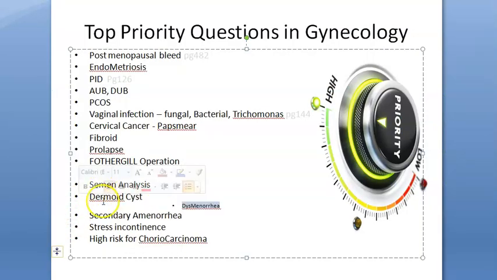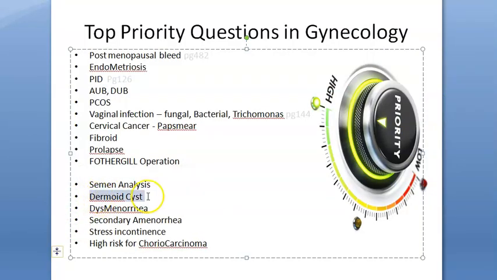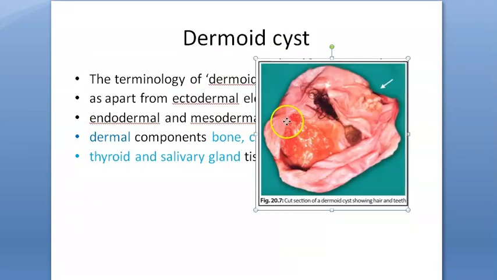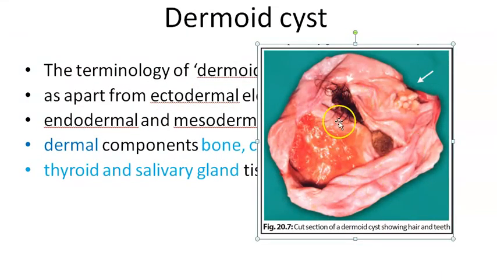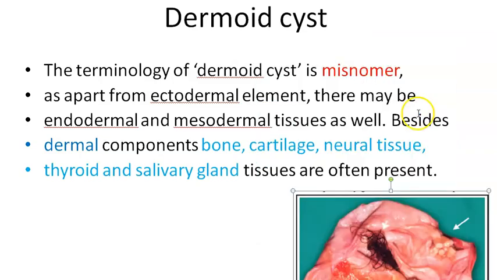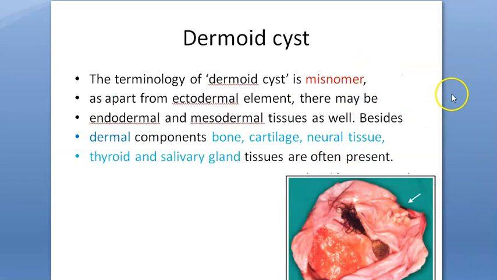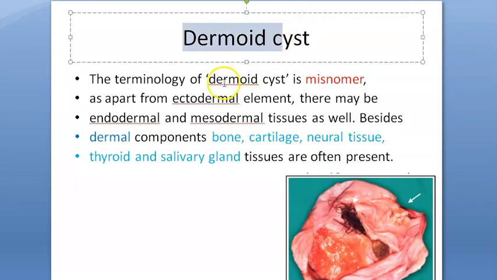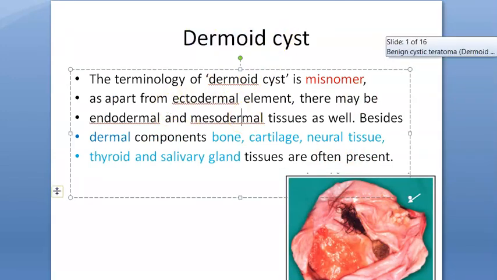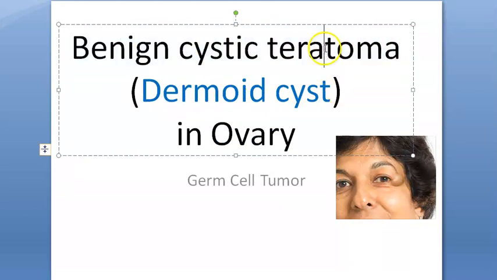Anyways, dermoid cyst. Now, dermoid cyst is nothing but benign cystic teratoma. This is a very common question in the exam, in the surgery exam also. This one you can see, this is the dermoid cyst. Inside it has teeth and hair. It's a teratoma, so basically it has all 3 germ cell layers, not just skin. So dermoid cyst itself is a misnomer. It should be called benign cystic teratoma. It's a teratoma, so it can be either benign or malignant, right?